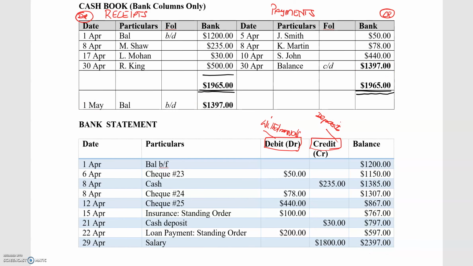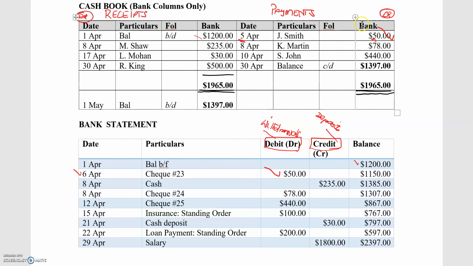We have our balance. We have J. Smith. We are looking at the date, April 5th, and the amount. On April 6th, we have an amount of $50. And how do we know that this $50 corresponds to this $50? There are two ways. We look at the date. So on the 5th of April, a payment was made to J. Smith and the amount was $50.